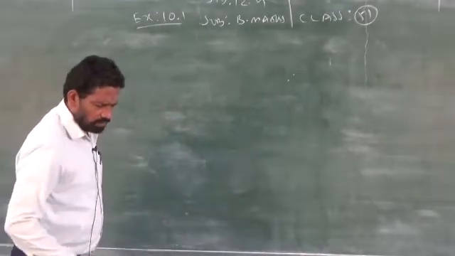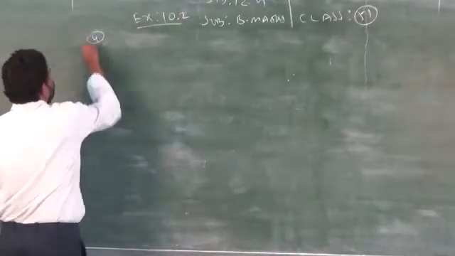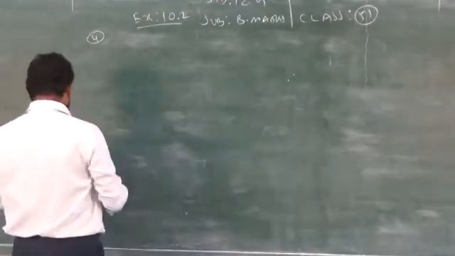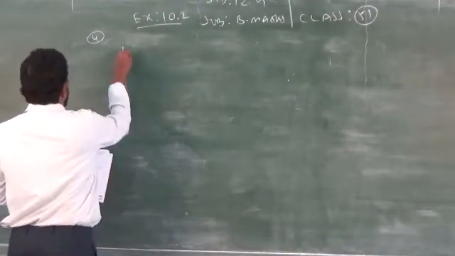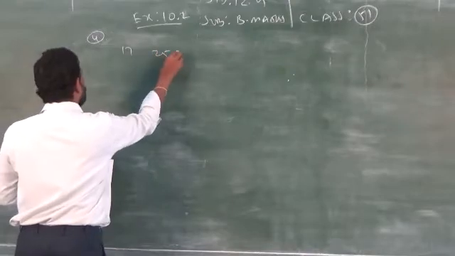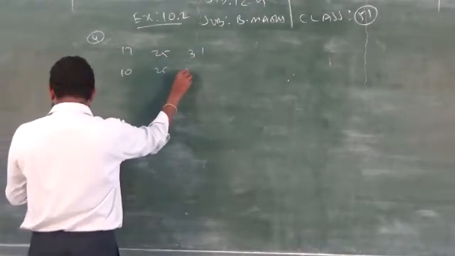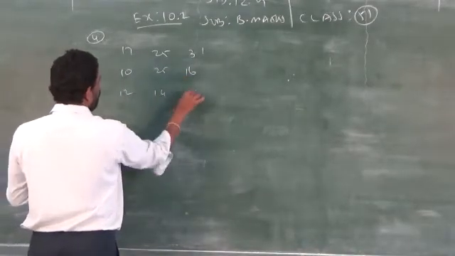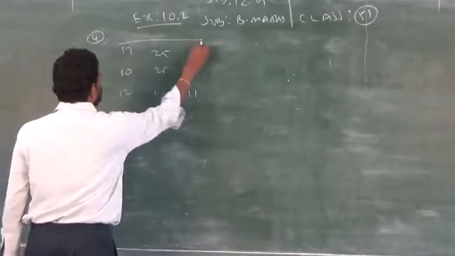You have to see question number 4 in exercise number 10.2. That is very simple. I will work out only one problem. The remaining problems you have to do at home. Clear? 17, 25, 31, 10, 25, 16, 12, 14, 11. Here there is no demand and supply. Only some values are given, isn't it?